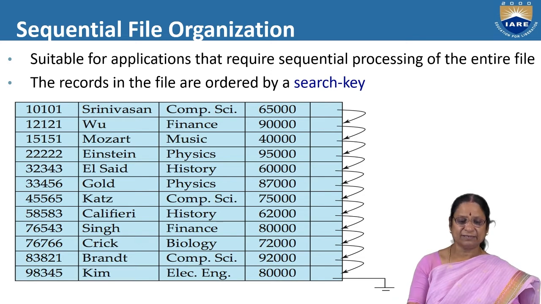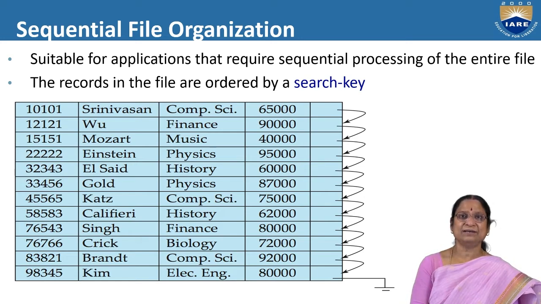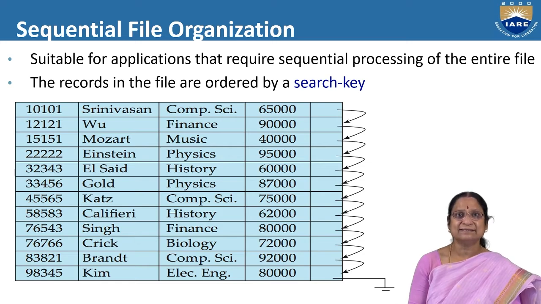Sequential file organization is suitable for applications which require sequential processing of the entire file. I'll give an example: print details of all employees. That means each record has to be processed, no? Such types of operations are very suitable if the data is stored in sequential organization. Process the student results: every student's results have to be processed, no? So in such cases, almost all records have to be accessed, and sequential file organization is more useful.